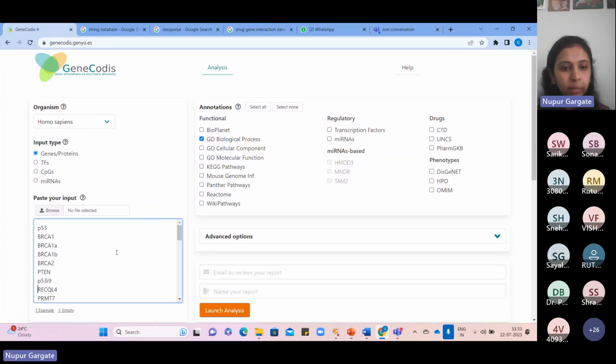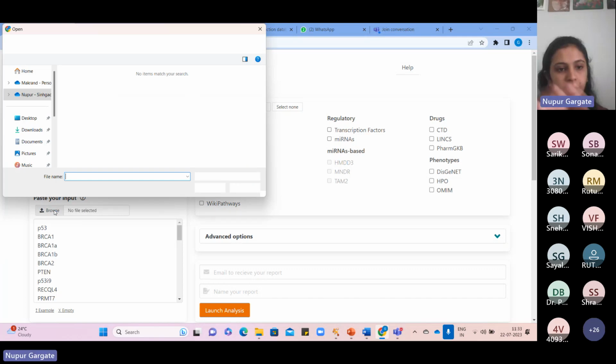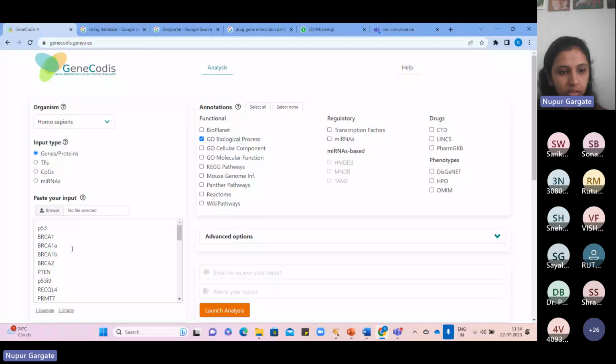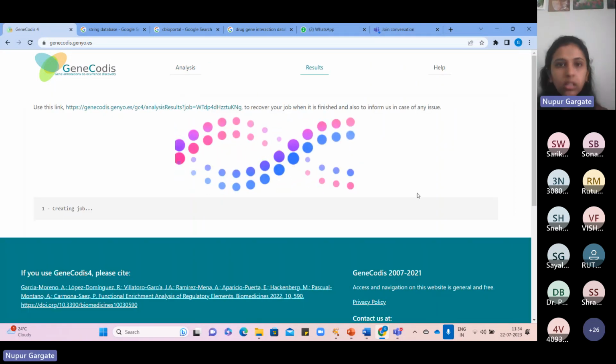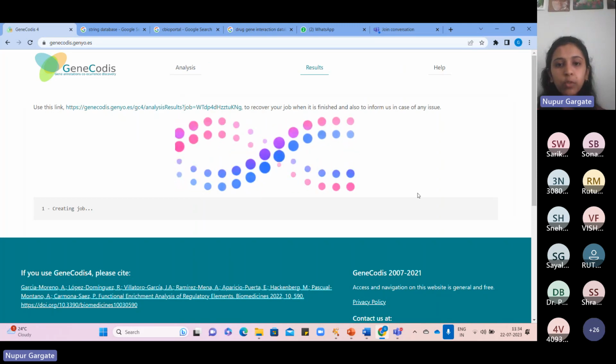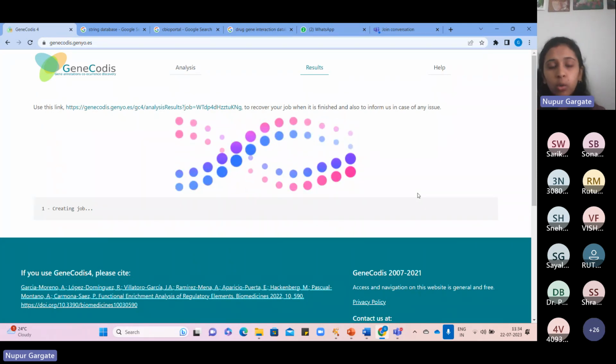Now, one thing to remember here is that when we paste the genes here, we should be careful to paste the genes one below the other. There should be no comma, full stop, or space between any of these genes, otherwise we will not get the results. So we can either copy and paste all the genes here, or we can click here on browse and we can put the word file here as well. So we can do either of these. Now when we paste all the genes which we obtained from text mining here, we will select GO Biological Process and we will click on Launch Analysis. When we do this, within minutes, we will get more information on the genes which are analyzed using GO Biological Process.